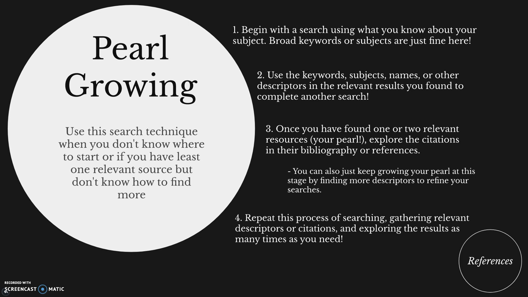Once you find a relevant article or resource that you like, check out the resources that author used to write the work. Follow the trail provided by the bibliography or references to find similar articles and resources. If you don't feel like you are finding what you need, keep growing your pearl by searching again with a few different descriptors. Repeat as many times as you need to build upon your search for the most relevant resources. You are letting the resources others have used aid you in your search.